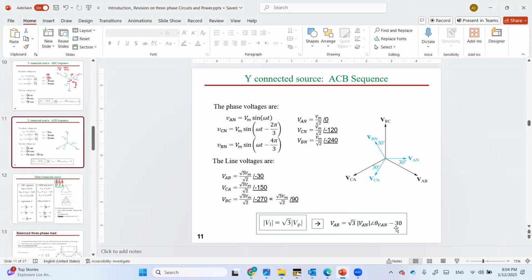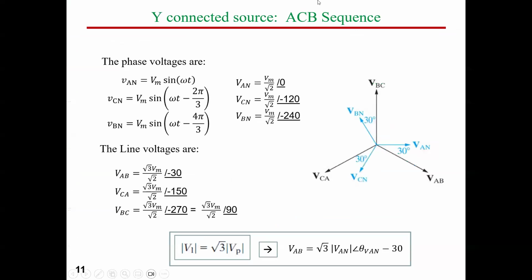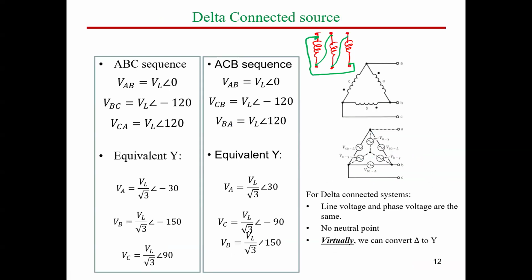Today we will continue discussing our topics. Last session, guys, we started reviewing circuits and we discussed the ABC sequence and ACB sequence of Y connection systems, and we also discussed what it means to have three windings connected in delta. Let's continue our three-phase system discussion.